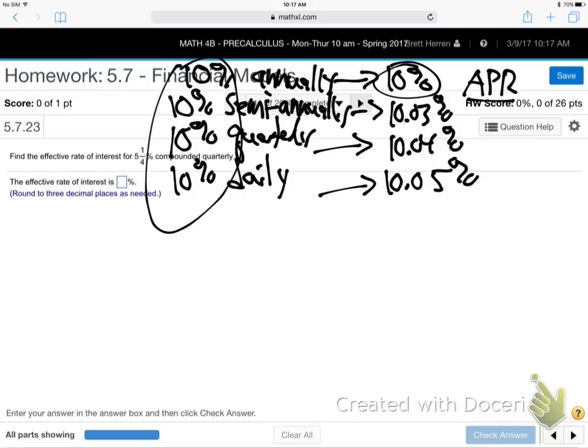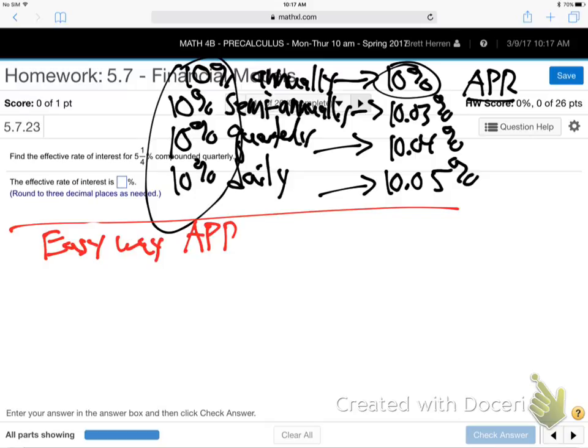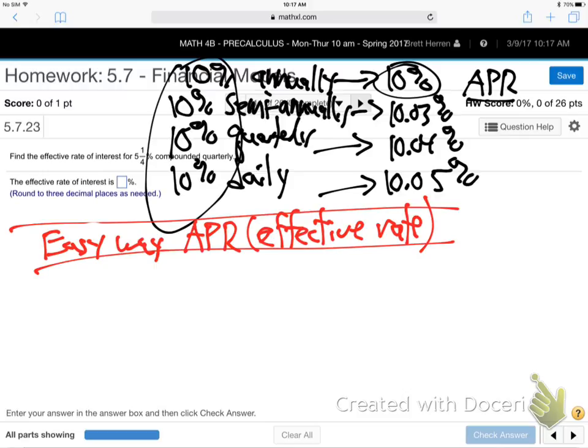All right, so now how do we actually crank these out? What actual formula do we use? Well, I'm going to show you the easy way. This is a lot easier. The easy way to find APR, or effective rate, same thing. You're finding out what really happens to the money. Here's what you do. Mr. Heron's, they do a crazy way in the show me an example thing.